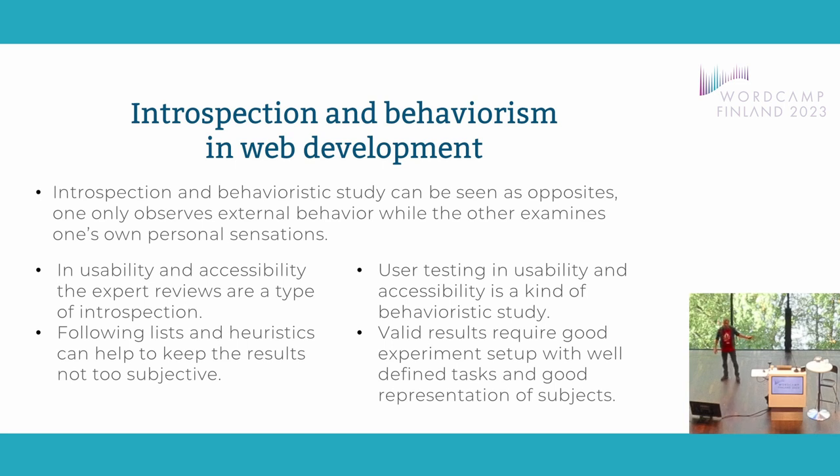So I mentioned introspection and behaviorism. They are two very different ways to look at the same issues. Introspection is where you look at how you feel about something, how do I think? That comes up in usability and accessibility, in expert reviews or usability heuristics. On the other hand, behaviorism is where you observe how somebody reacts, but you don't have to figure out what's inside the person's head. That's similar to usability testing, user testing, where you observe the behavior of someone using the site. So those still exist today as different kinds of tools.